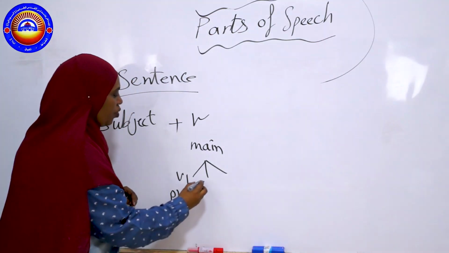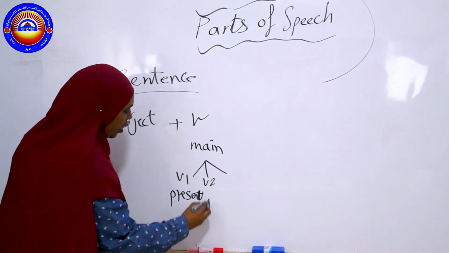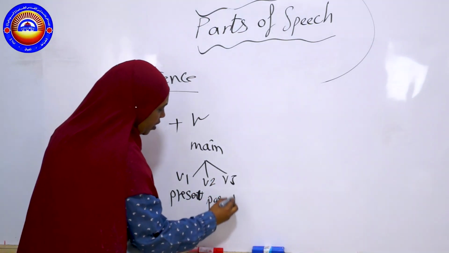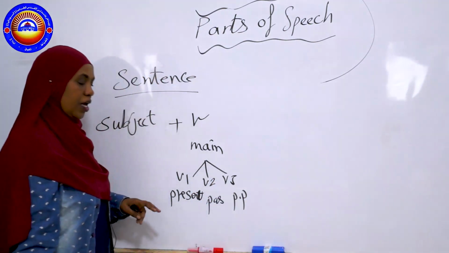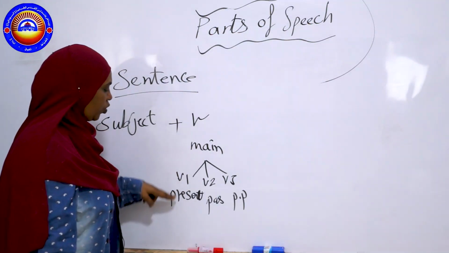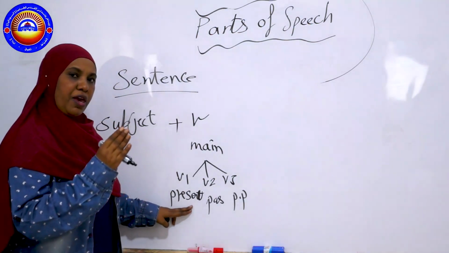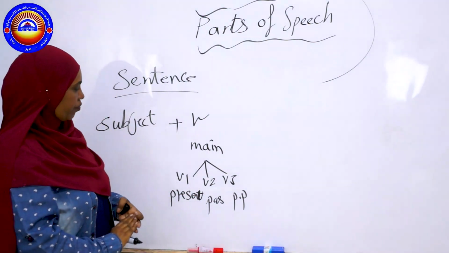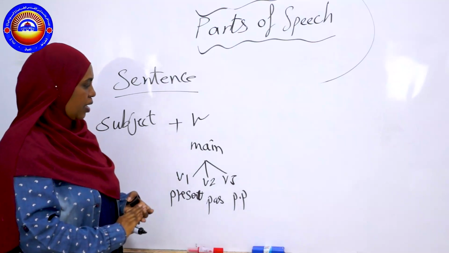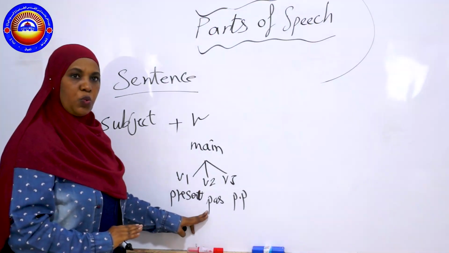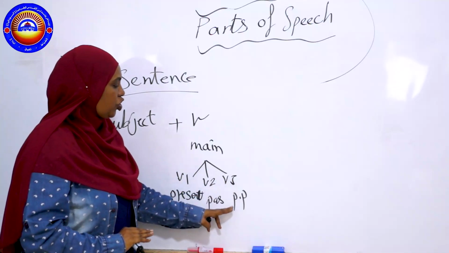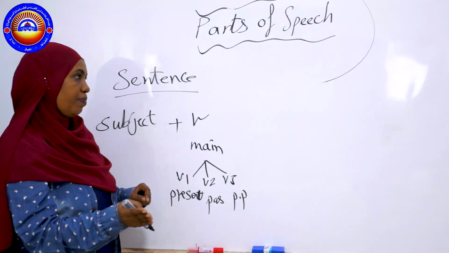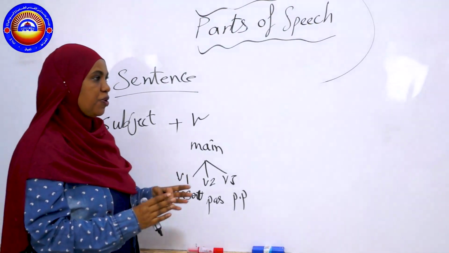Verb 2, which is the past. And verb 3, which is the past participle of the verb. As you know, verb 1, which is the present, deals with main grammar rules, like the present simple tense, for example, like the present perfect, for example. Verb 2 always deals with the past, and verb 3, which is the past participle, deals with the perfect, with the passive, with the indirect speech, like this.